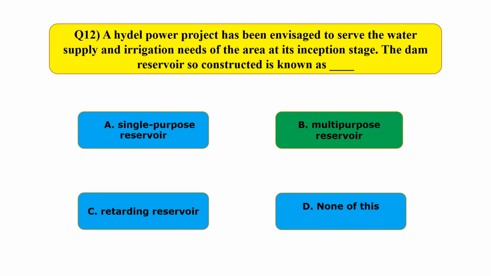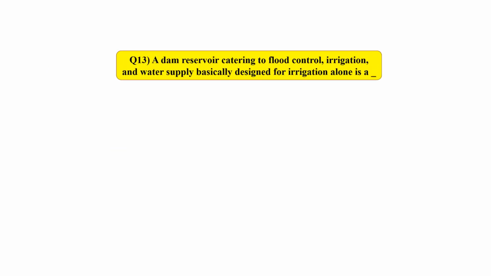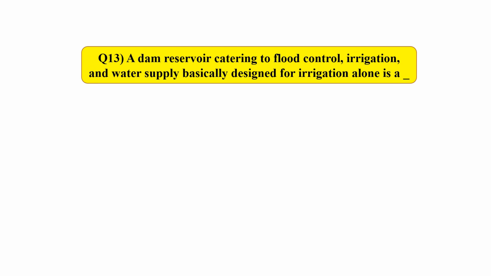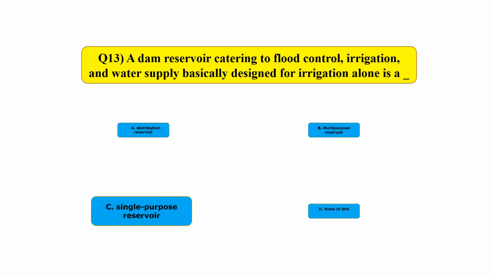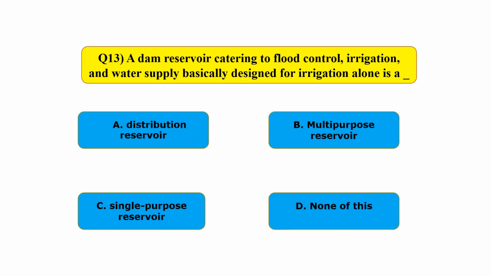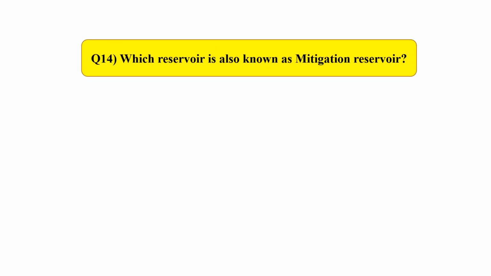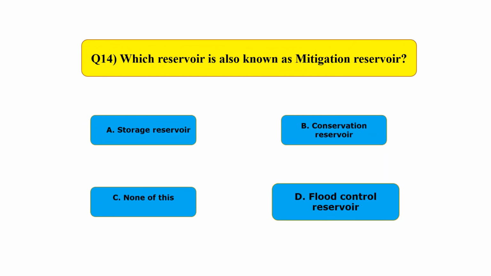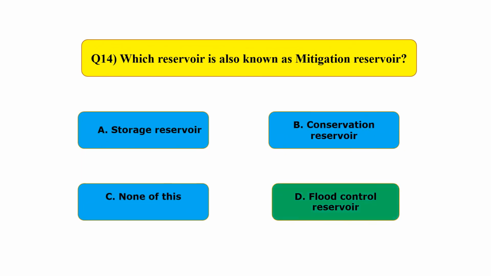answer B, multipurpose reservoir. A dam reservoir catering to flood control, irrigation and water supply, basically designed for irrigation alone is answer C, single purpose reservoir. Which reservoir is also known as mitigation reservoir? Answer D, flood control reservoir.